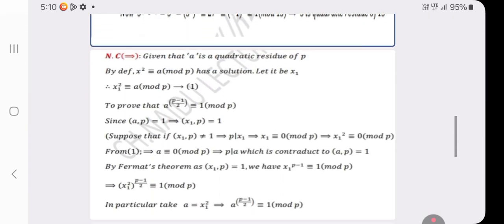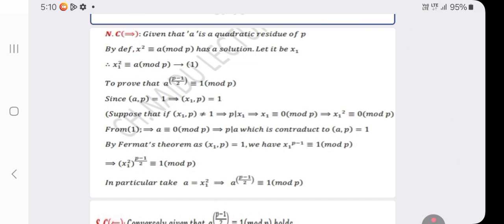Now we are going to prove the theorem. First, the necessary condition. So we are going to assume the left hand side and we are going to prove the right hand side. What is there on the left hand side? We will assume that A is a quadratic residue of P, where P is an odd prime number. Now, when do you say that A is a quadratic residue of P? By the definition, x square is congruent to A mod P has a solution. So let us say x1 is a solution. Therefore, x1 square is congruent to A mod P.